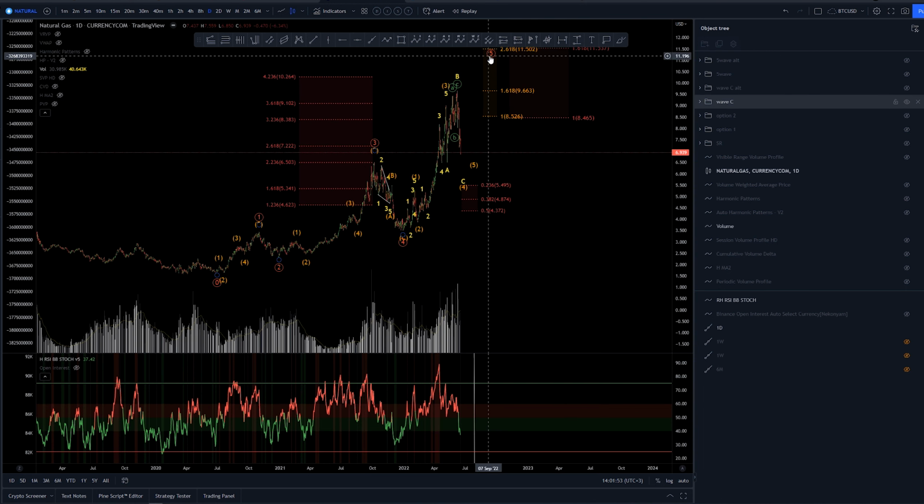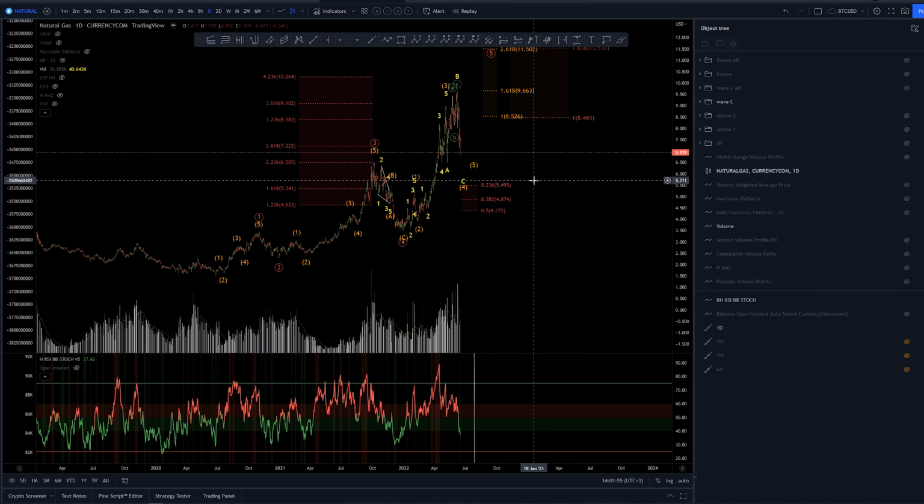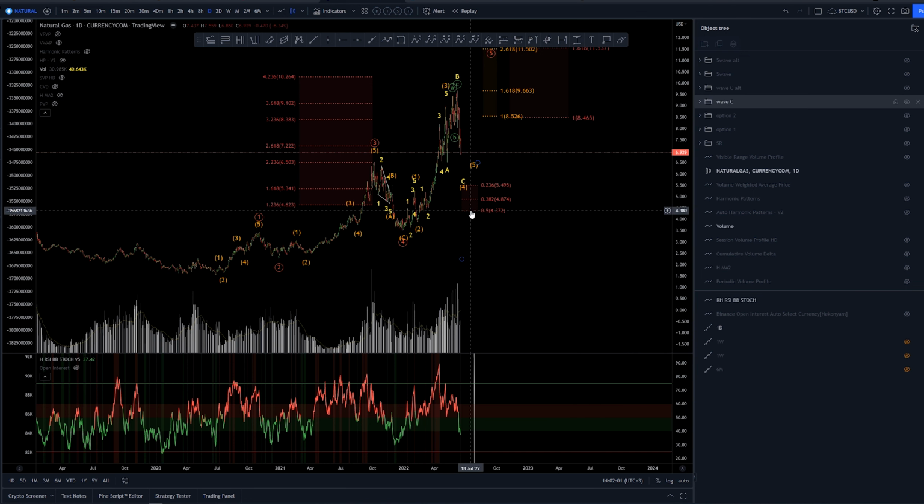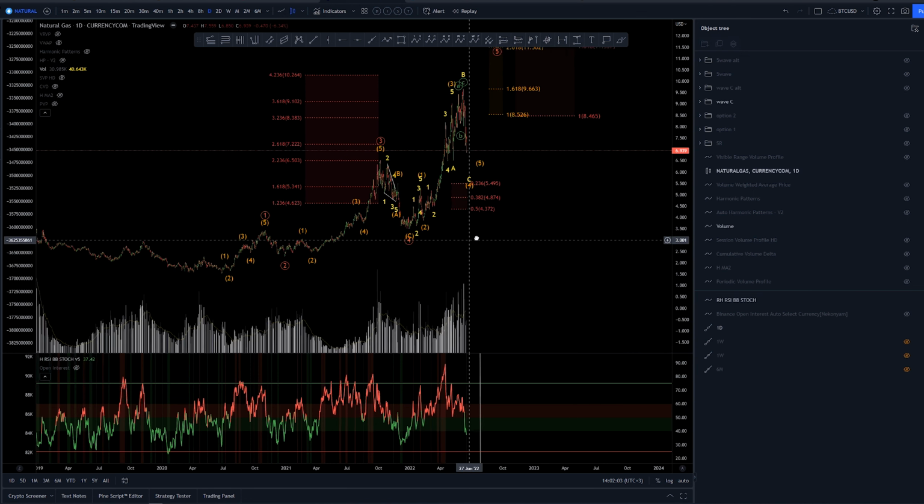and we could be expecting a real extension here on the fifth wave, as this is a commodity. Usually on commodities the wave 5s are really the extended ones, and that would be the case here as well if we are expecting that.